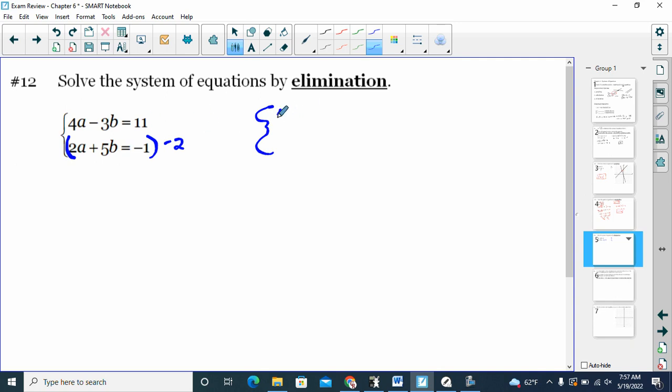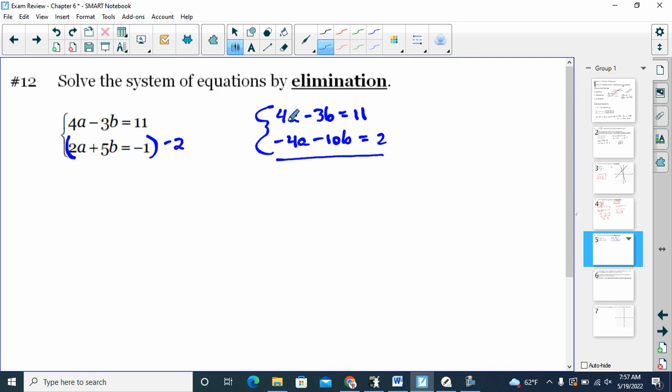So my top equation, I didn't change. 4a minus 3b equals 11. The bottom equation, I'm multiplying everything times negative 2. 2a times negative 2. 5b times negative 2. And negative 1 times negative 2. Negative times negative is positive.